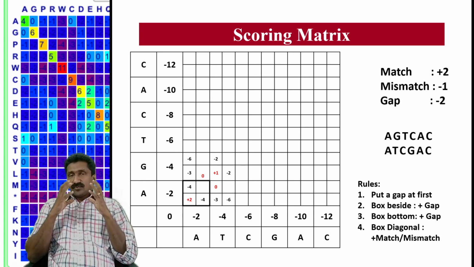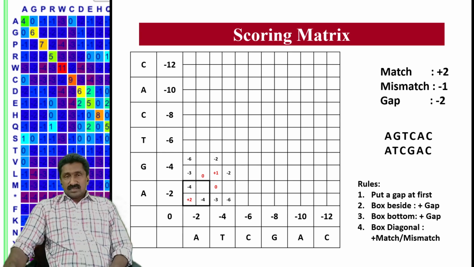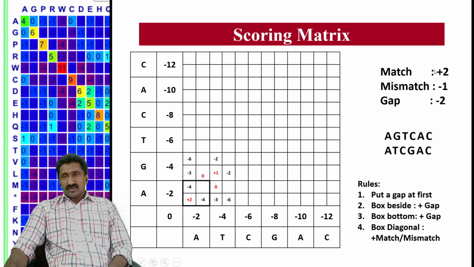Okay. So for a match, you have to add the value of +2. The arbitrary scoring value that is given here is +2, right? So to the diagonal box, if it is a match, you will add the match value of +2 and it will be written in this box. Since it is 0 and we have a match in this position, you will write the +2 value here, that is a match value.